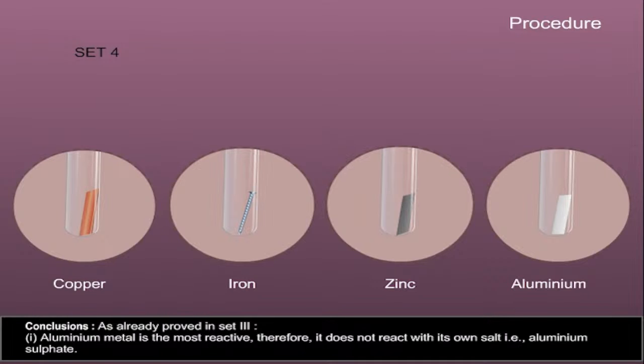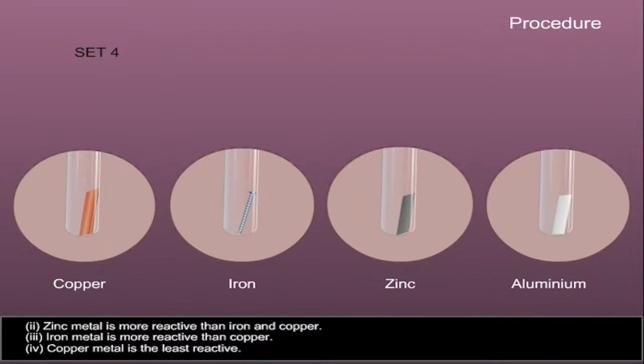Conclusions. As already proved in set 3. 1. Aluminium metal is the most reactive, therefore, it does not react with its own salt, that is, aluminium sulfate. 2. Zinc metal is more reactive than iron and copper. 3. Iron metal is more reactive than copper. 4. Copper metal is the least reactive.